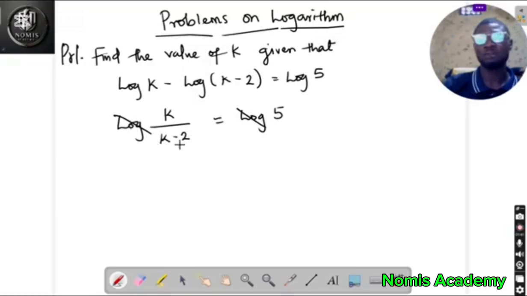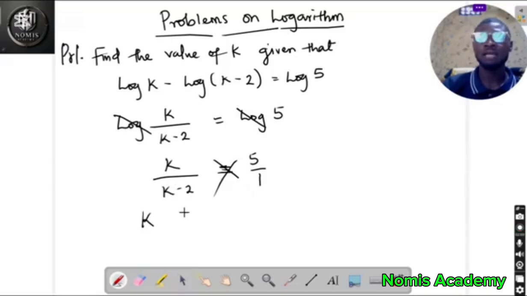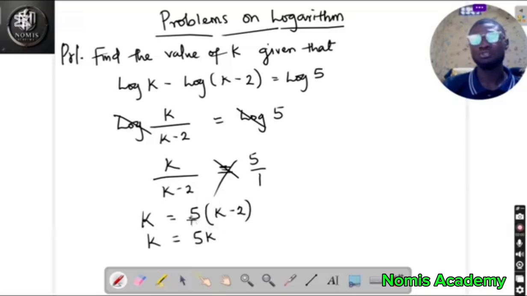When we cancel log from both sides, we are left with k all over k minus 2 equals 5 over 1. Now we cross multiply: we multiply the numerator by the denominator and the denominator by the numerator. So k multiplied by 1 remains k, equal to 5 open bracket k minus 2. When we open the bracket, k is equal to 5k minus 10, since 5 times minus 2 is minus 10.